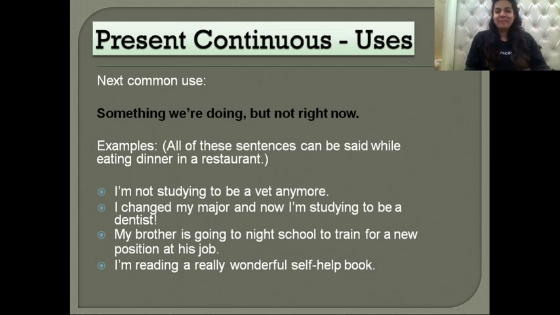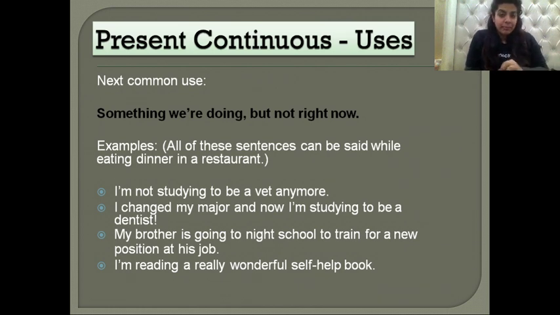I'm impressed. Now, the next common use is something we are doing but not right now. Okay, for example, all of these sentences can be said. Now, imagine we are having a dinner over here, we are chilling, and we are just talking, we are having conversation. I am not studying to be a vet anymore. And you know what happens when you're generally talking to each other? You are telling purpose of life, your aim of life, that I'm doing these things these days. Well, I think I'm learning music these days.